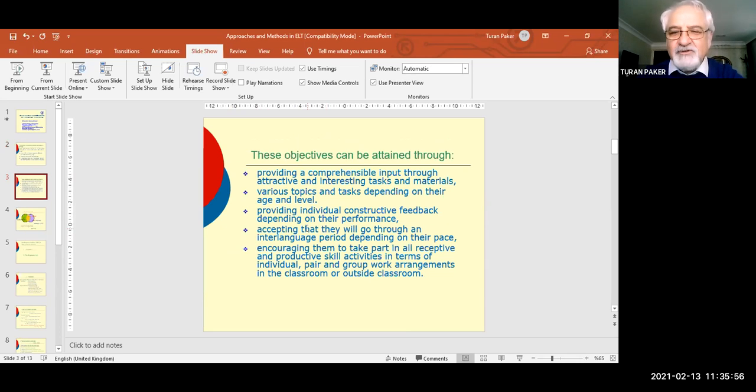And providing individual constructive feedback depending on their performance, accepting that they will go through an interlanguage period depending on their pace, and encouraging them to take part in all receptive and productive skill activities in terms of individual, pair, and group work arrangements in the classroom or outside the classroom. Because learning cannot be limited to the classroom only. It should continue out of the classroom as well.